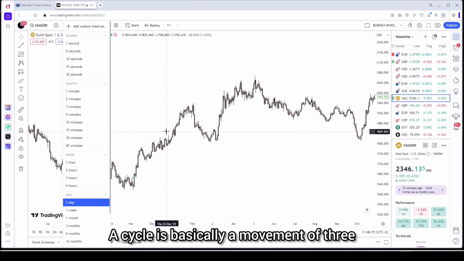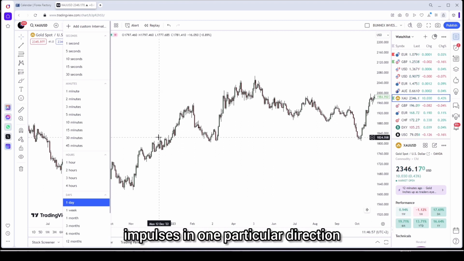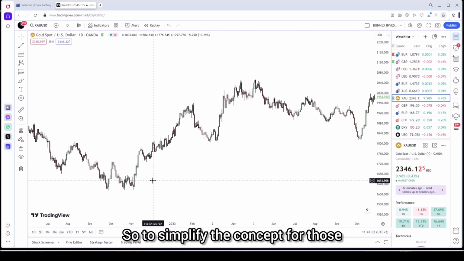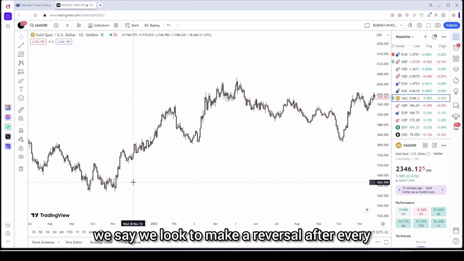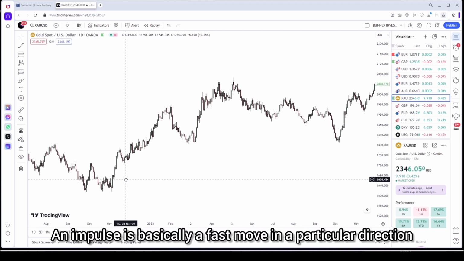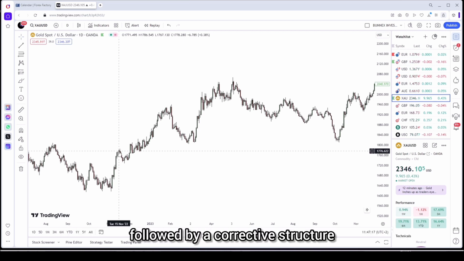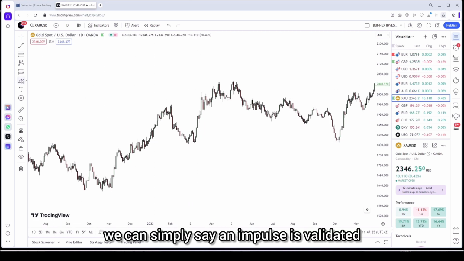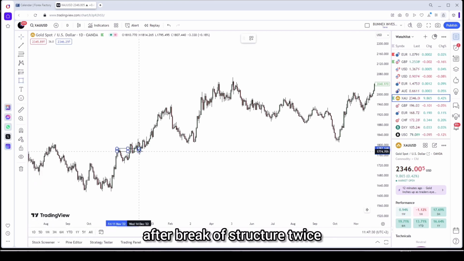A cycle is basically a movement of 3 impulses in one particular direction. So to simplify the concept for those who are not well versed with it, we look to make a reversal after every 3 impulses in one particular direction. An impulse is basically a fast move in a particular direction, followed by a corrective structure, another fast move, another corrective structure, another fast move. To simplify further, we can simply say an impulse is validated after break of structure twice.